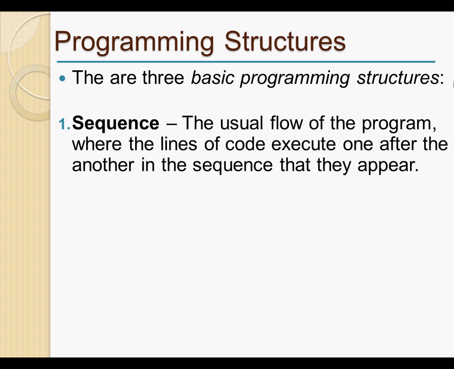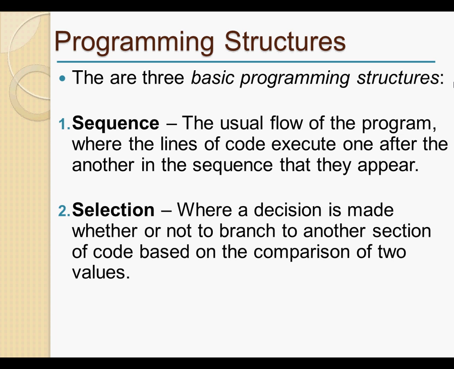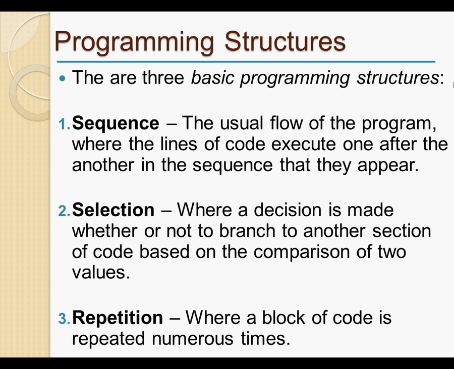The first and most basic is called sequence, and this is the normal flow of a program where we execute code line by line, one line at a time, in the order that it appears. The second programming structure is called selection, and this is where we make a decision about whether to run a certain section of code or not based on a comparison of two or more values. And the third programming structure that we're going to talk about today is called repetition, where we repeat a section of code over and over again a certain number of times.